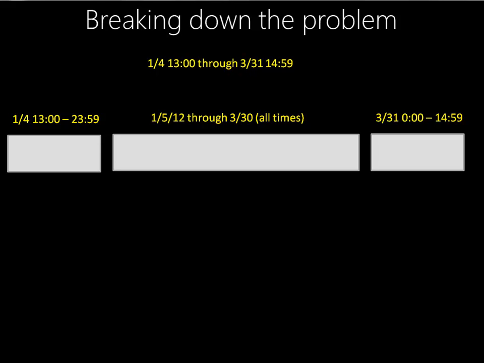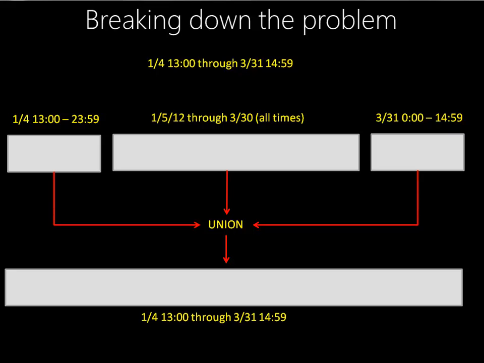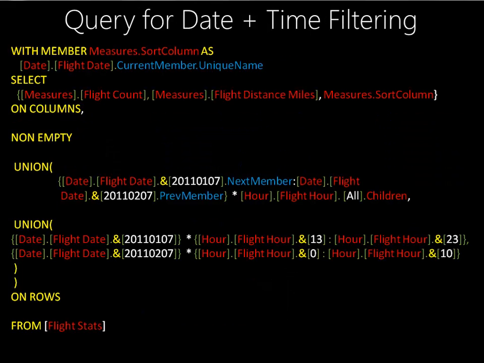If we were able to select each of these three things individually and then use the MDX union operator, we could create that one big set of date and time cross-joined together. So that's the approach we're going to take to solve this date and time range selection. Here's the query that we'll use for this, and it looks a little intimidating, but it's really very similar to the query that we had before.